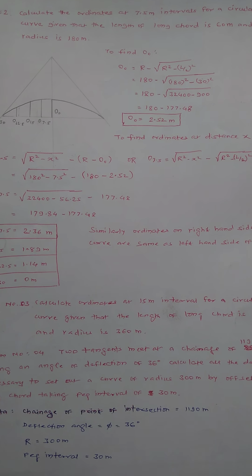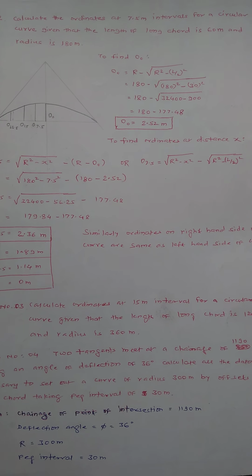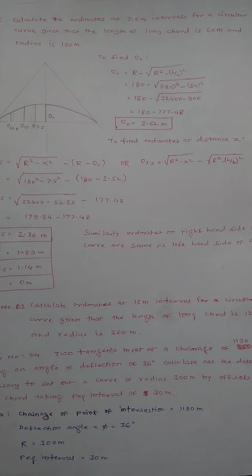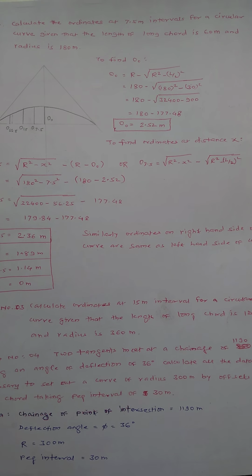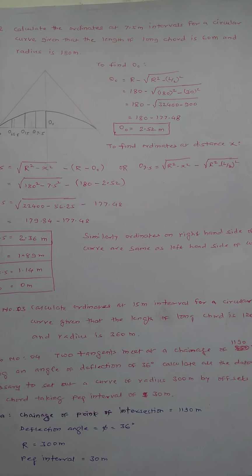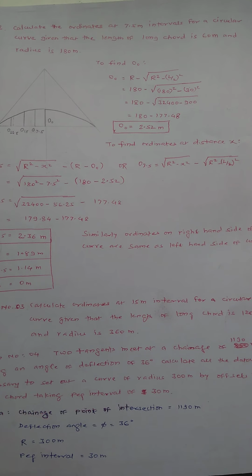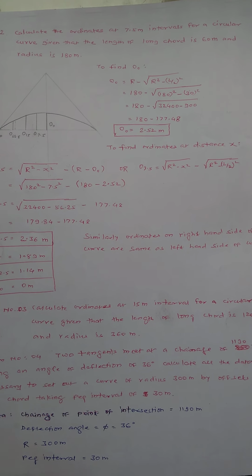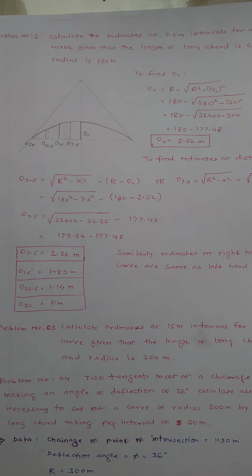Now we will see a simple problem based on this method. I will read the problem. Calculate the ordinates at 7.5 meter intervals for a circular curve given that the length of long chord is 60 meter and the radius of the curve is 180 meter. Based on the problem, I have prepared one sketch. See this sketch now.